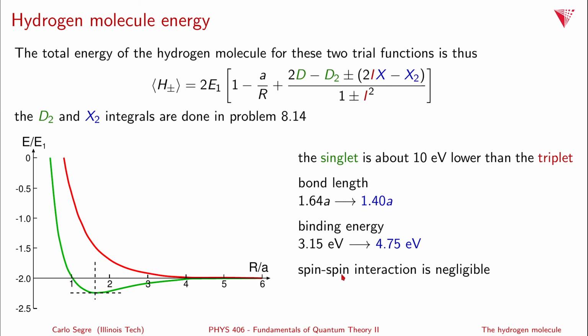Any spin-spin interaction between the spins of the electrons and the spins of the protons turns out to be 10 to the 5 orders of magnitude smaller, and it's negligible. And this particular trial function and approximation to the hydrogen molecule is called the Heitler-London approximation. So we've done the hydrogen molecule ion, we've done the hydrogen molecule, and we see how this leads to bonding and anti-bonding states.